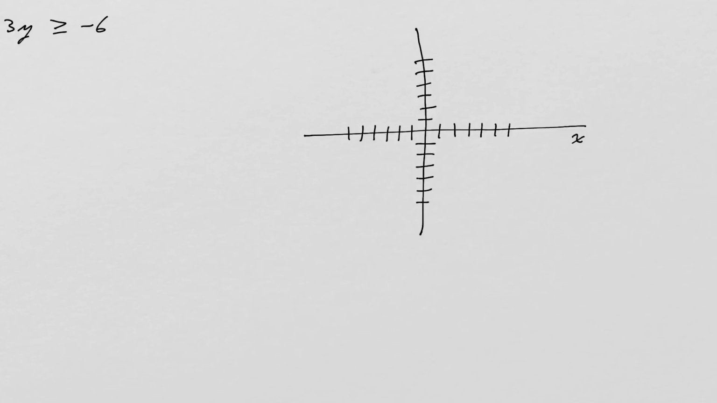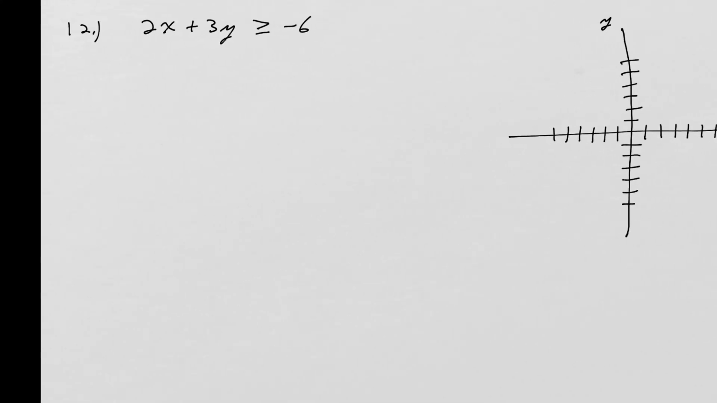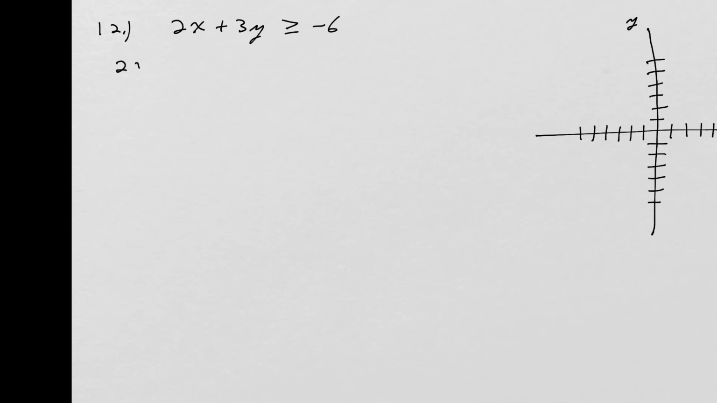Okay, number 12. We want to graph this inequality. 2x plus 3y is greater than or equal to negative 6. Okay, so again, let me draw out my Cartesian coordinate system. So x, y. And same steps, right? So first step, make the inequality symbol an equals sign. So graph this corresponding equation. So I'll make a little table.